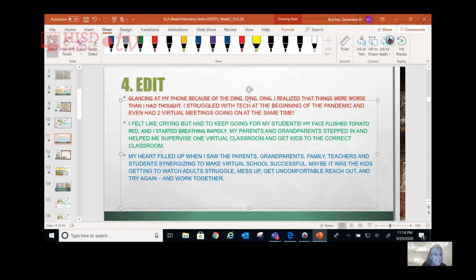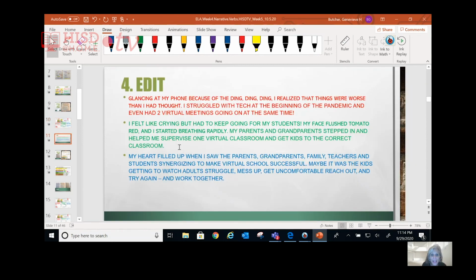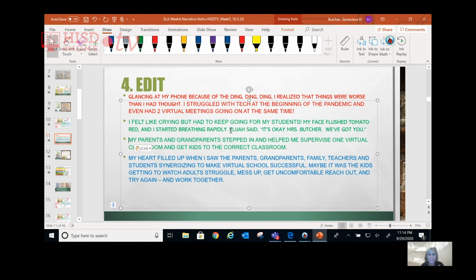Oh, I forgot to add in Elijah's quote, "It's okay, Miss Butcher, we've got you." I have to add that in. It was just so good. I still remember it because that's what taught me my lesson. That is truly what taught me my lesson, that it's okay. Control V, here it is. Elijah said, "It's okay, Mrs. Butcher, we've got you." And see, that helped me know I'm okay.